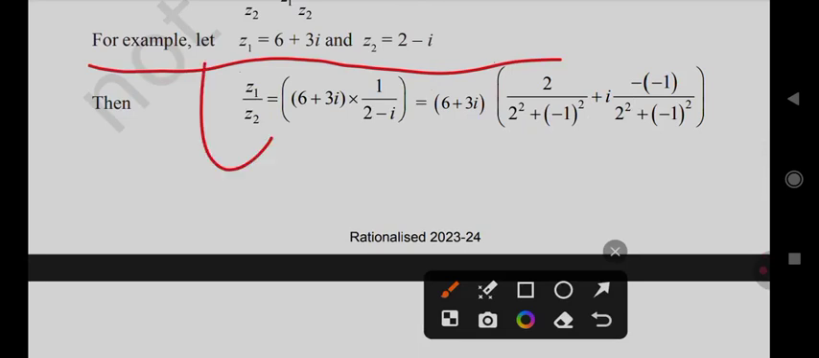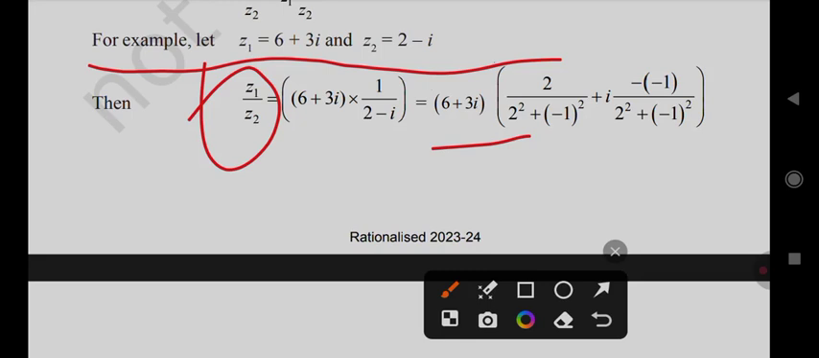z1 by z2 is equal to 6 plus 3i into 1 by 2 minus i, which is equal to 6 plus 3i into 2 by 2 square plus minus 1 square plus i into minus of minus 1 by 2 square plus minus 1 square.